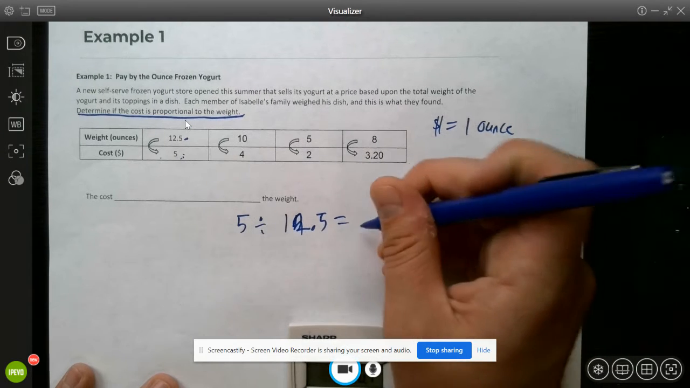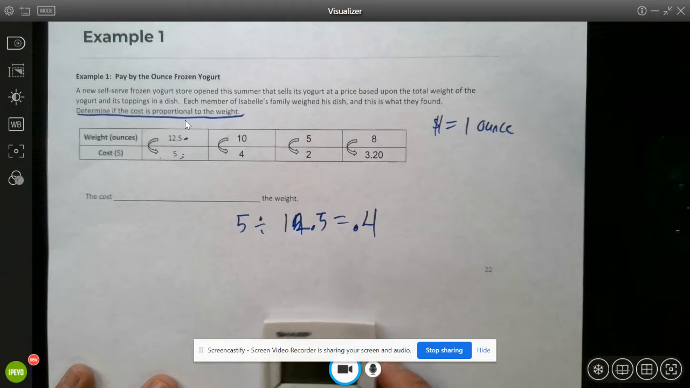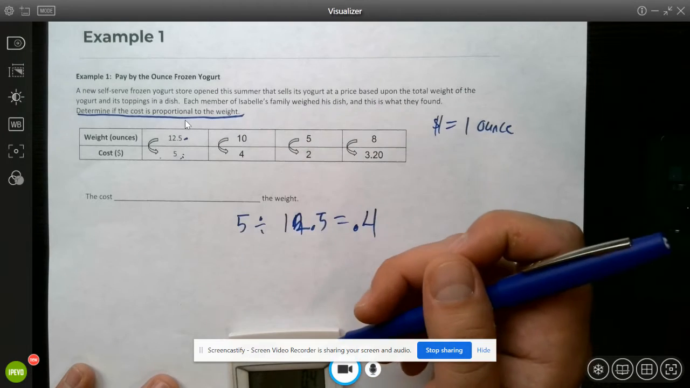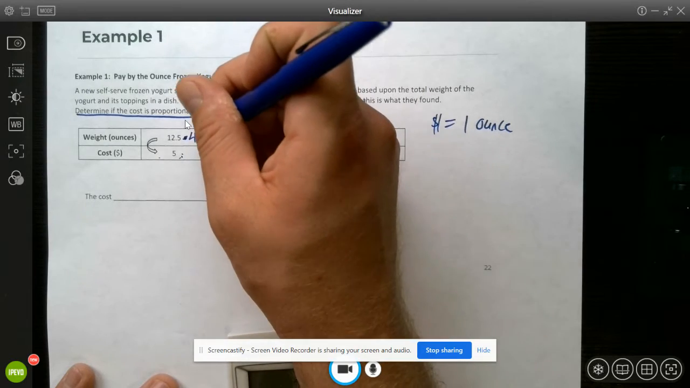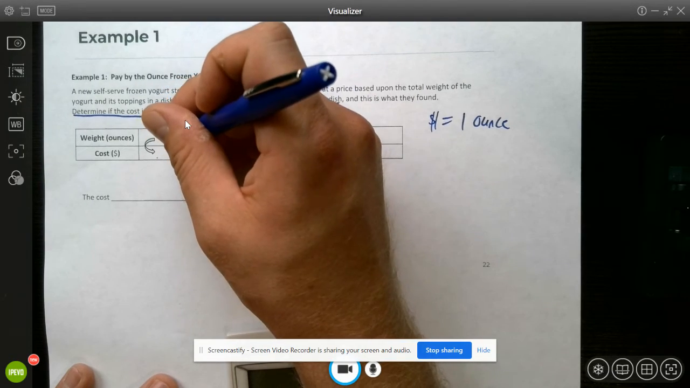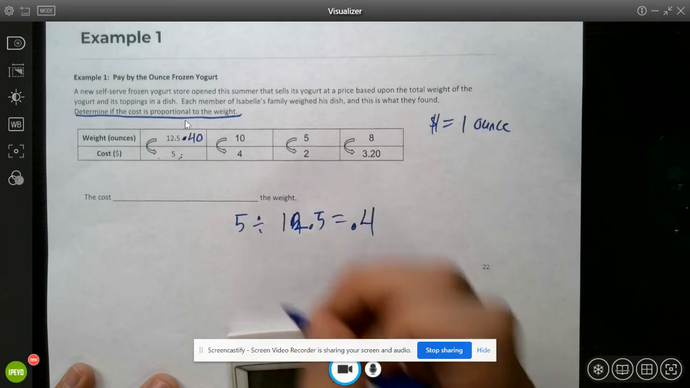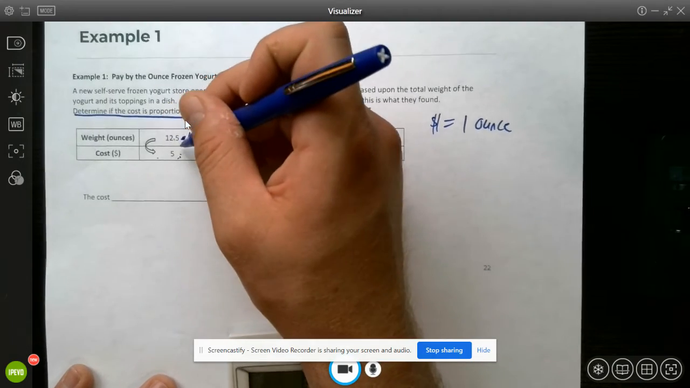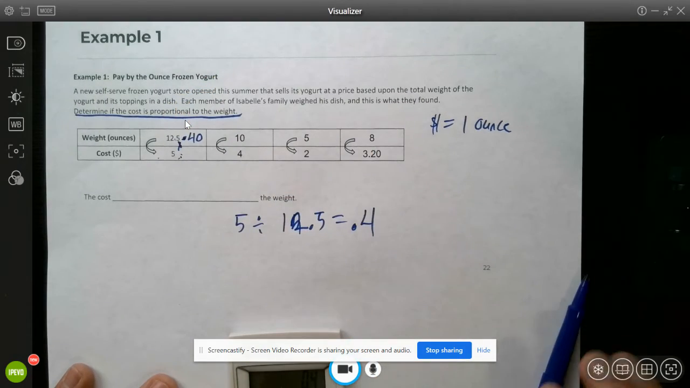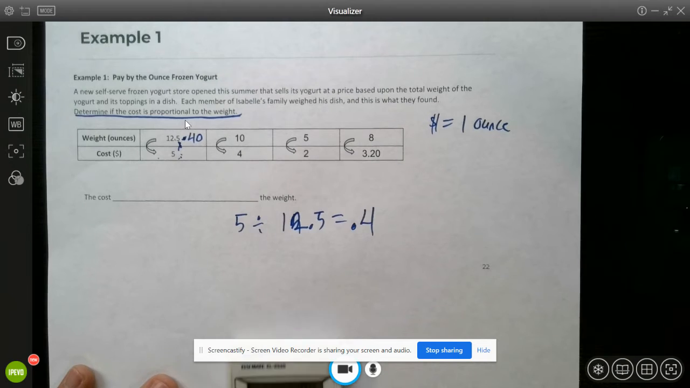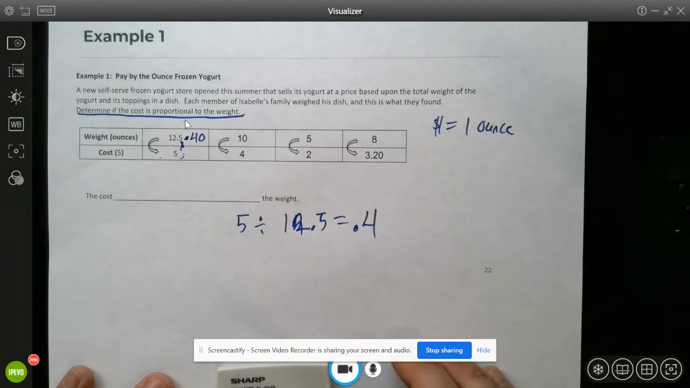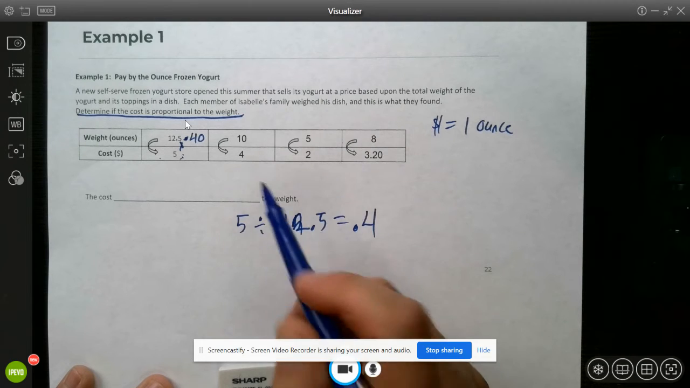And that equals 0.4. So on this ratio, they charged 0.4 or 40 cents per ounce, and the cost was $5. So to get that $5, they did 12.5 times 0.4, and you get 5. So now we're going to see if the same number occurs for all of these ratios, and that would make it the constant, and we would know it's a proportional relationship if a constant exists. So now we have to do it for all these ratios.